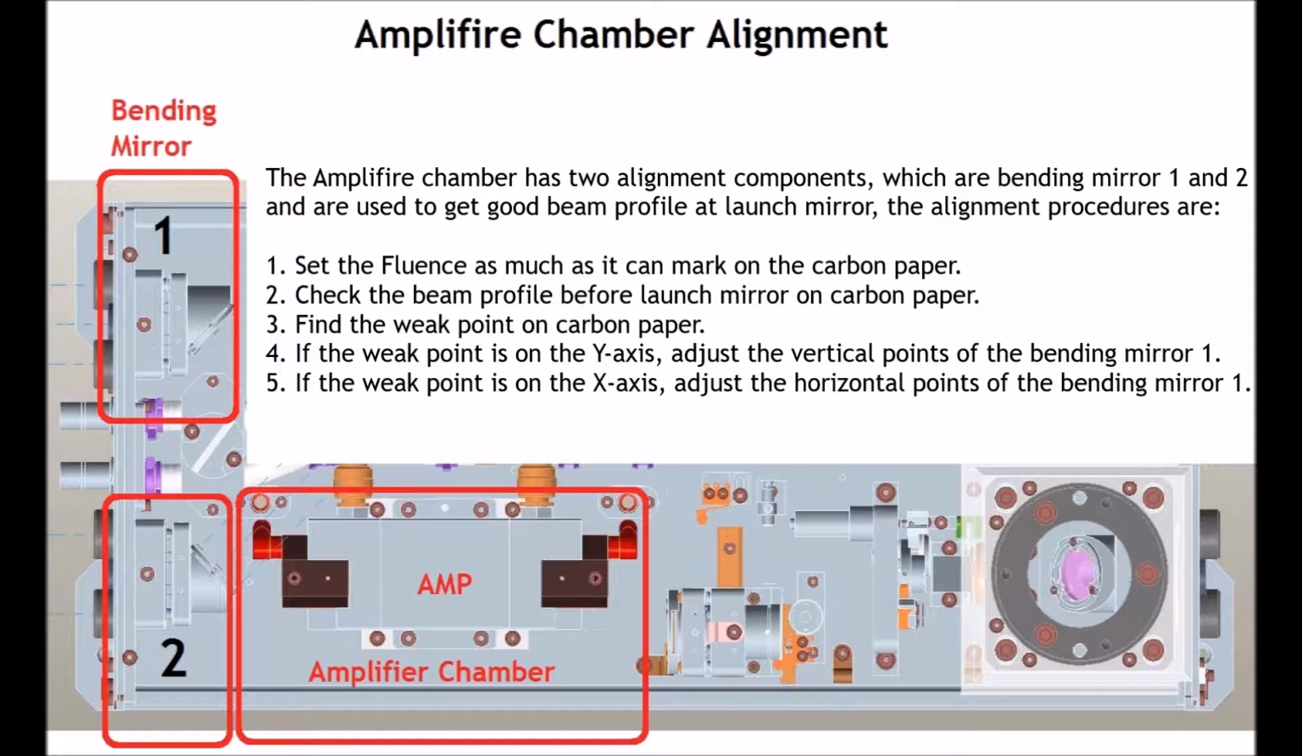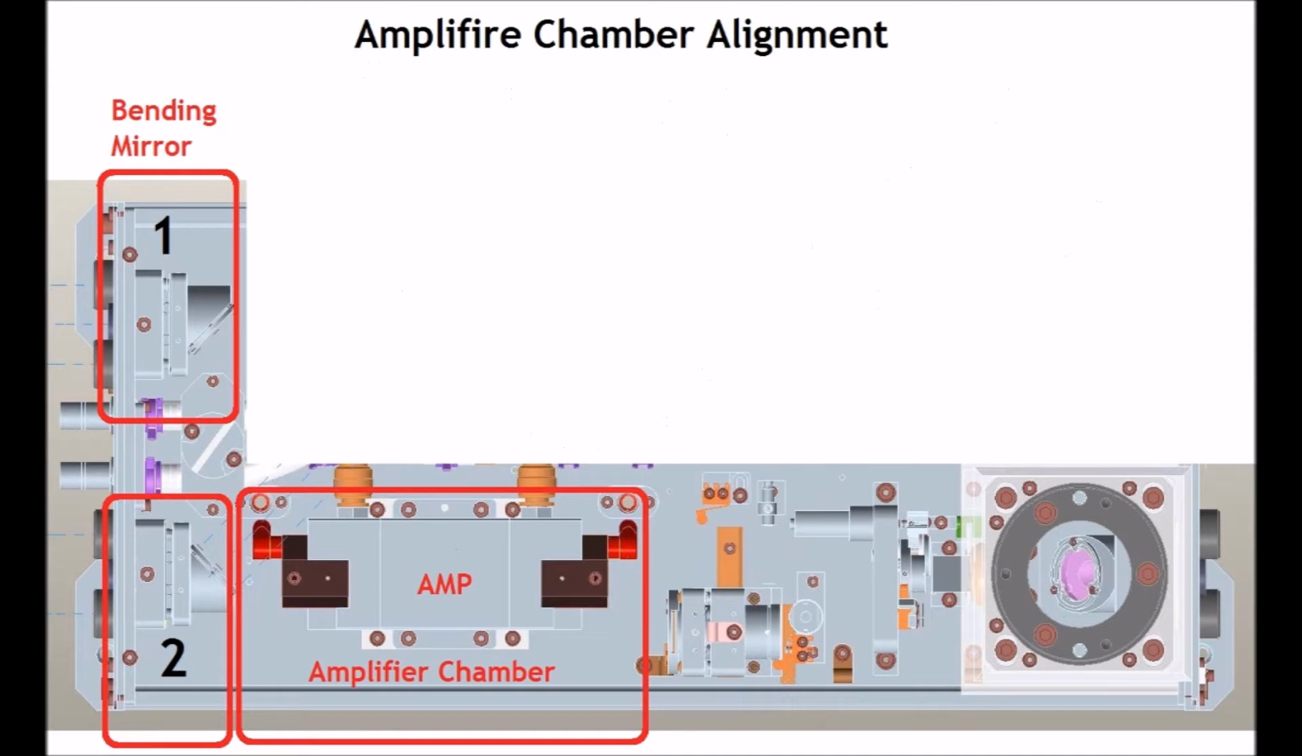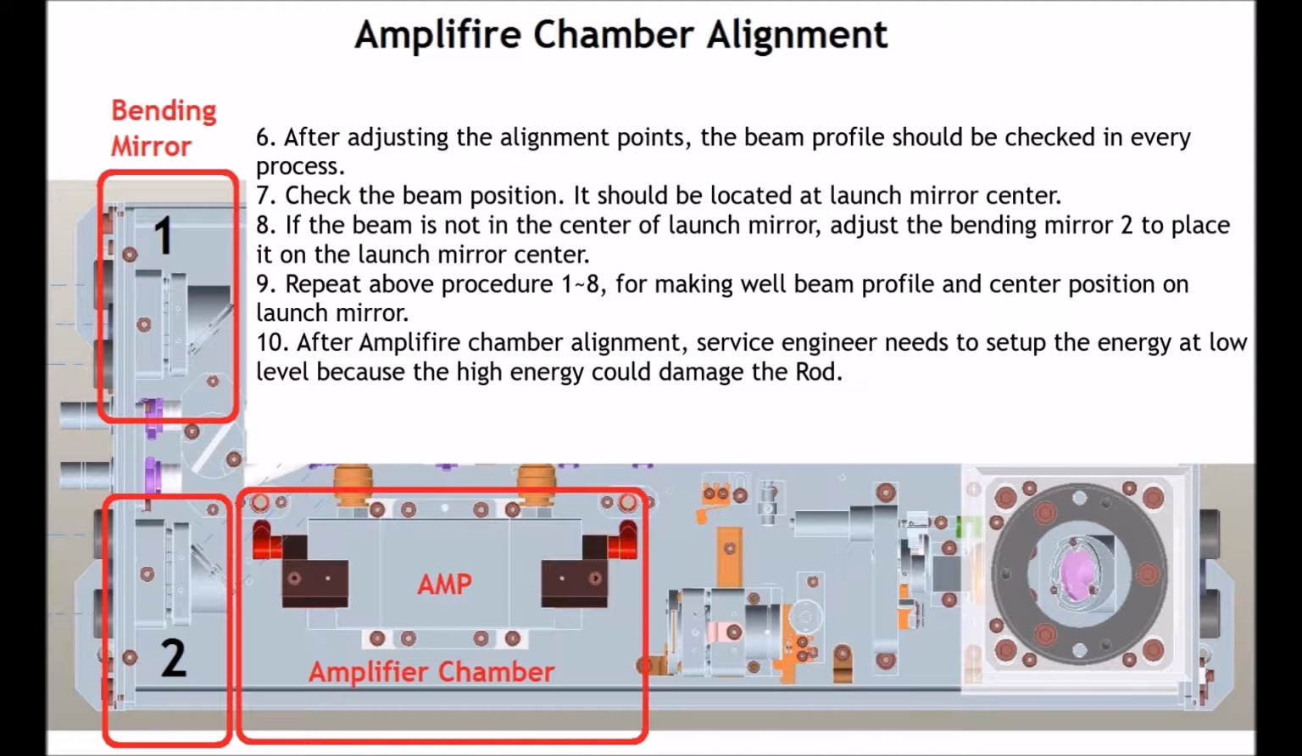5. If the weak point is on the x-axis, adjust the horizontal alignment points of the first bending mirror. 6. After adjusting the alignment points, the beam profile should be checked in every process. 7. Check the beam position. It should be located at launch mirror center.